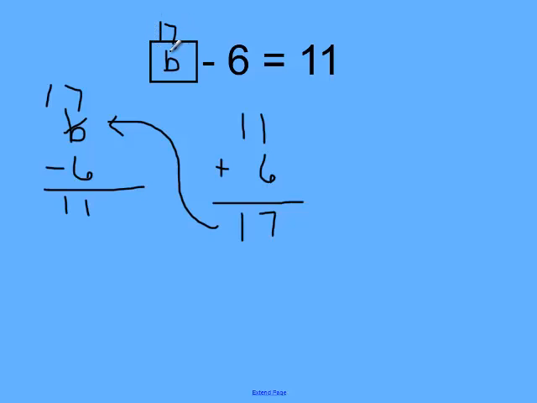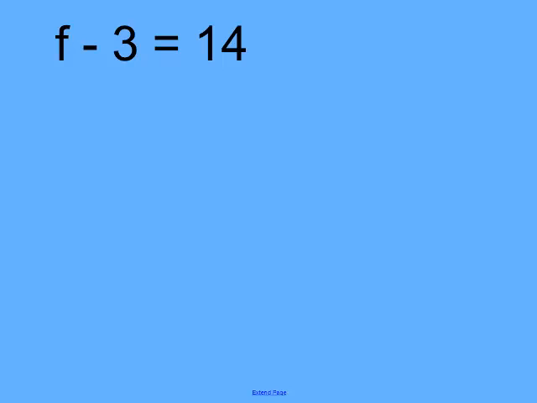If I start with a larger number, this is what you need to ask yourself all the time. If I start with a larger number, start with 17, and I take 6 away, I'm left with 11. Today in class, I noticed that some kids put a smaller number first, and that doesn't work. You have to constantly ask yourself and double check, does this make sense?